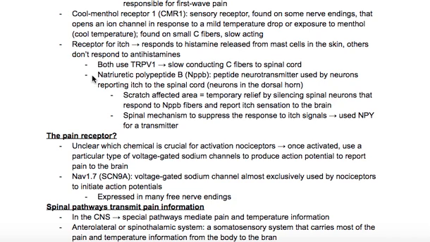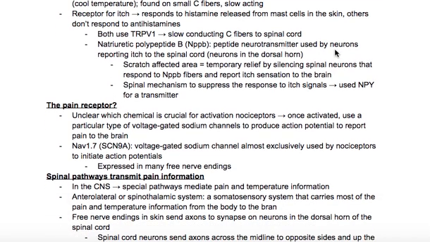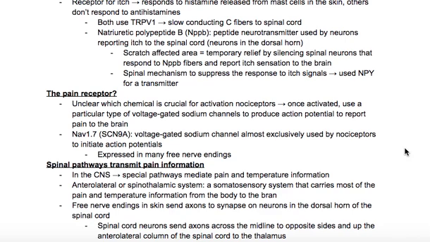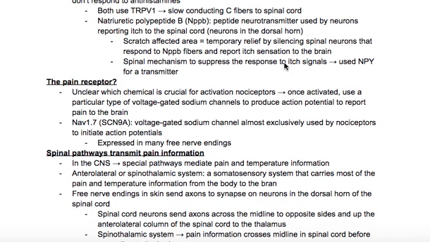Natriuretic polypeptide B, or NPPB, is a peptide neurotransmitter used by neurons reporting itch to the spinal cord. The neurons in the dorsal horn are what they report the peptide neurotransmitter to. When you scratch the affected area, there's temporary relief by silencing spinal neurons that respond to NPPB fibers and report itch sensation to the brain. Spinal mechanisms to suppress the response to itch signals use NPY as the transmitter.